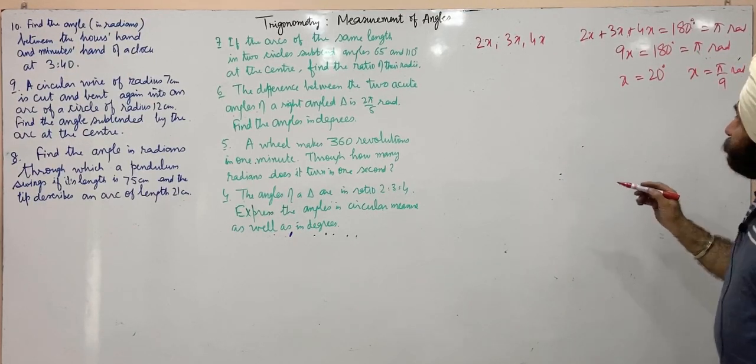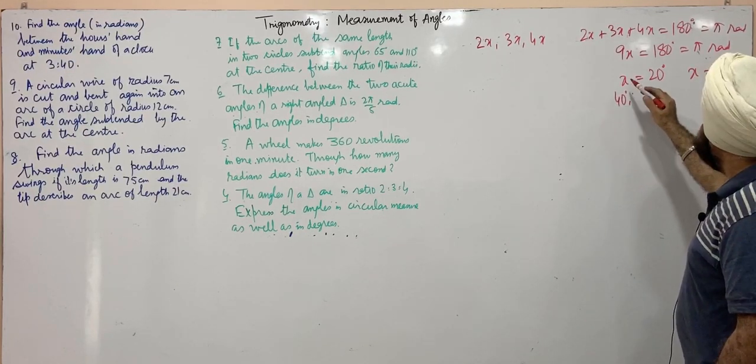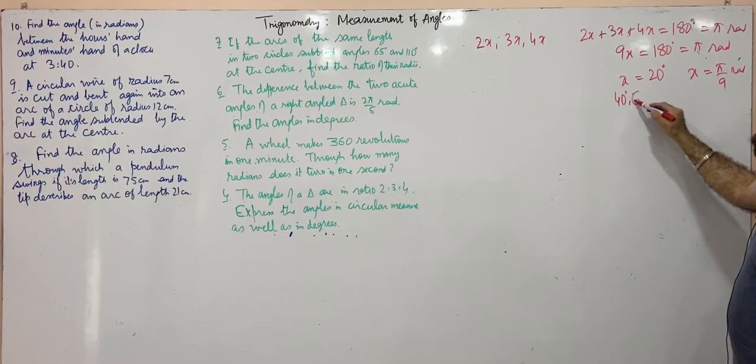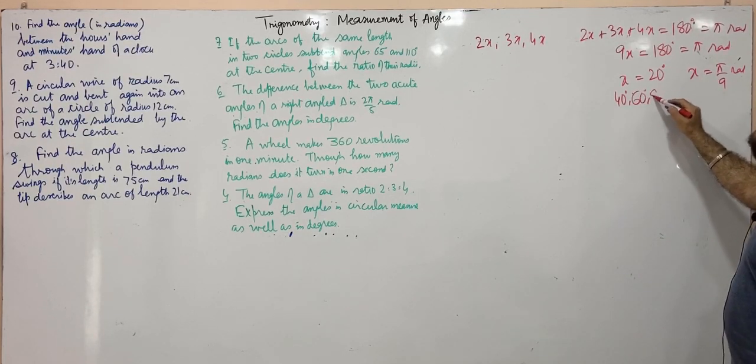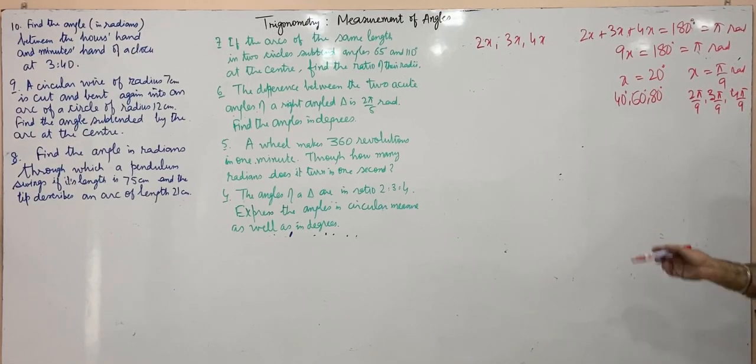So the angles are: 2x will be 40 degrees, 3x is 3 into 20, that will be 60 degrees, and 4x is 80 degrees. Or in radians, 2 into x is 2 pi by 9, 3 pi by 9 and 4 pi by 9. So many radians. This is the answer.